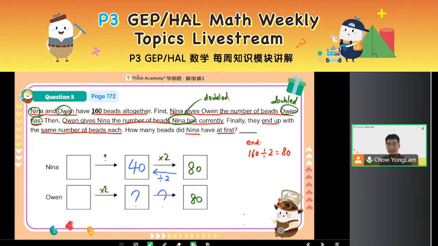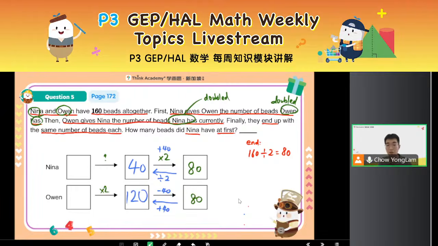Now at this point, there are two ways to understand it. Number one, Nina goes from 40 to 80. That means Nina gains 40 beats, right? Where did the 40 beats come from? Did it come from the sky? Did it come from anyone else? No, it's Owen who gave Nina these 40 beats. So that means Owen gave away 40. Owen has 40 less. So then we reverse the process. After giving 40, Owen has 80. So before that, Owen has 80 plus 40, 120 beats. That's the first way to understand it, from the give and take logic.